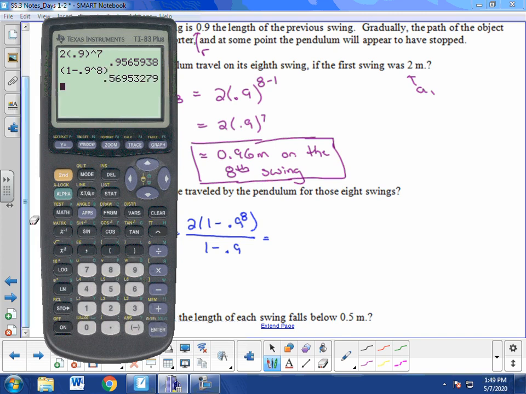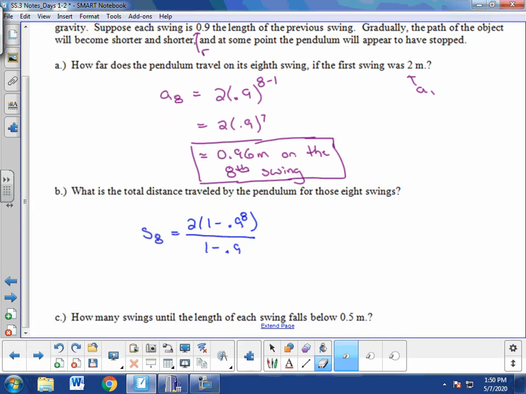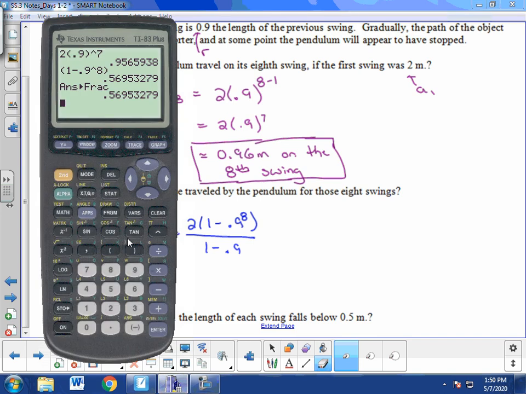Well, that gives me a pretty drastic number there. Let's see if I can put it in a fraction. I cannot, so I'm going to go ahead and type all of this into the calculator in one fell swoop. You could rewrite that number if you wanted to, but I don't feel like rewriting it, so I'm going to do 2 times 1 minus 0.9 to the 8th power. Close my parentheses, then divide by, and then I'm going to put my denominator in parentheses as well. Be careful there. Divide by 1 minus 0.9, and this is going to give me a total value here.